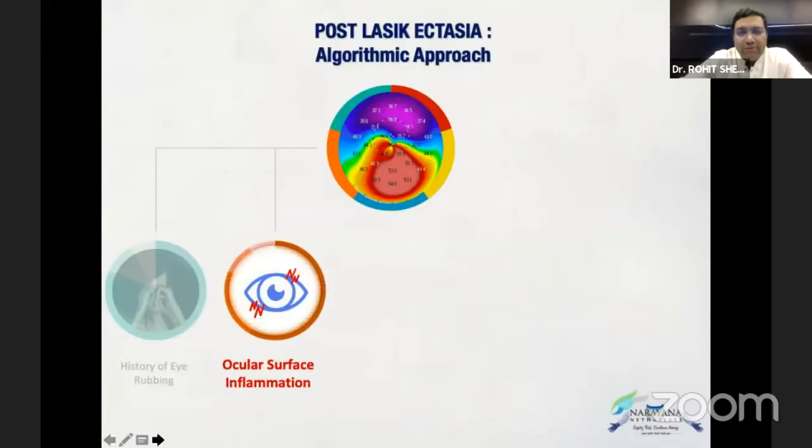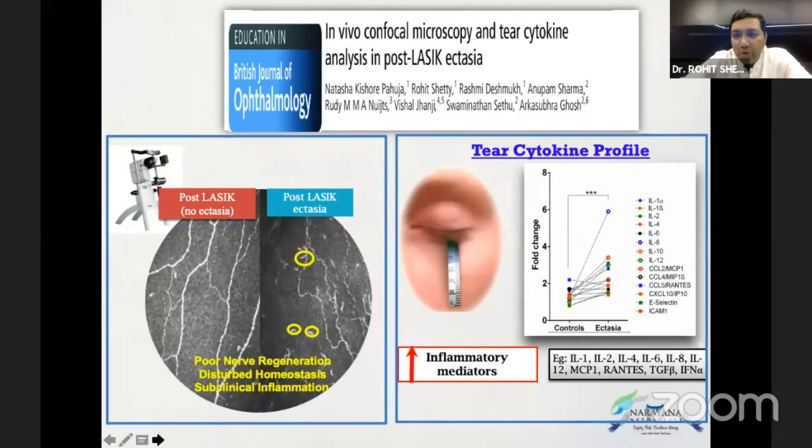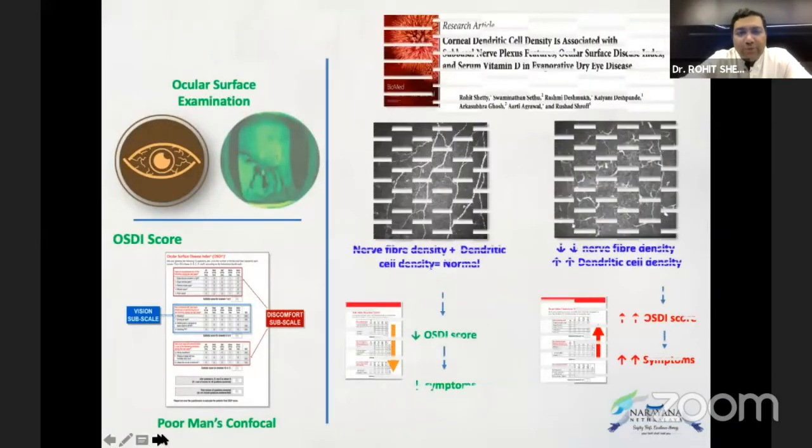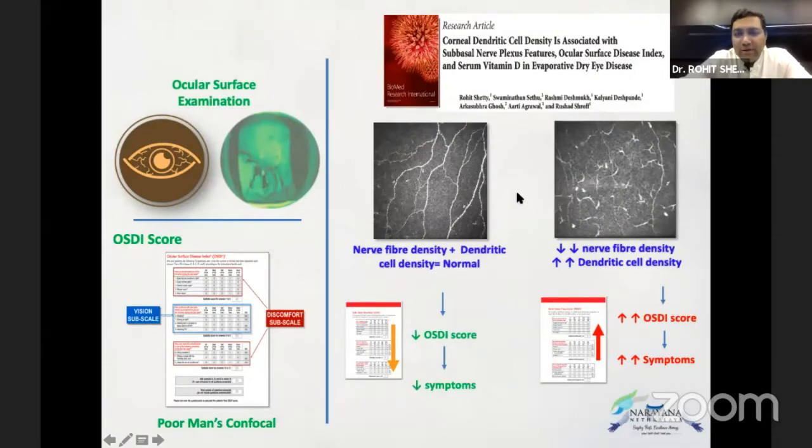Ocular surface inflammation has been very predominant in post-LASIK ectasias also. This is a paper we published. This is how post-LASIK nerves heal, in post-LASIK no ectasia and post-LASIK ectasia. If you look, the nerves are completely fragile. And when we looked at the markers, at what those tears contain, it's like a small cytokine storm, with a huge amount of unwanted inflammation, which may be driving the cornea weak. These patients do complain of OSDI change, and you can see that a lot of this OSDI has been associated with dendritic cells and other parameters.